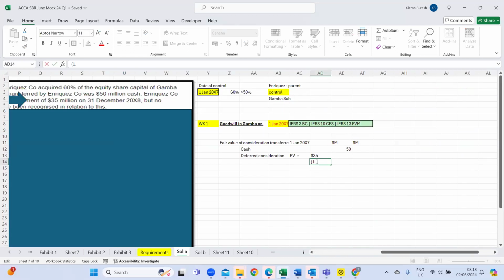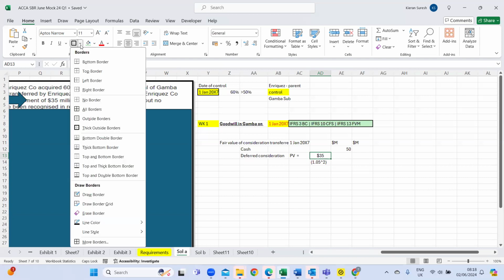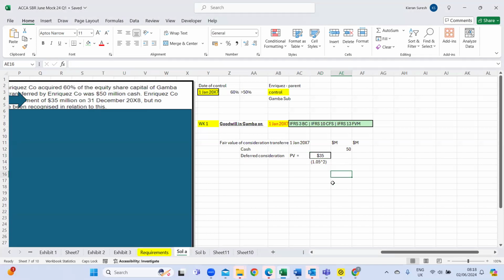So 1.05, 5% means 5 divided by 100, 0.05. 1 plus 0.05, 1.05 to the power 2. I'm doing it the same way as you learned in finance, rather than trying to find the discount factor. I hope you know how to deal with it if they have given a discount factor instead of the discount rate. If what was given to us is a discount factor, we would simply multiply it to find the present value by the discount factor. So here I have no issues.